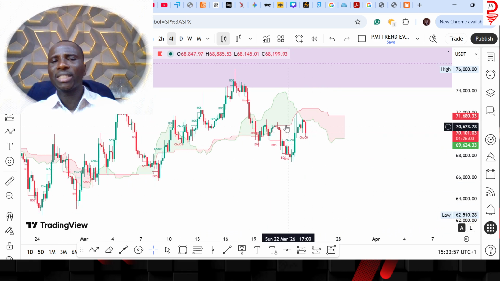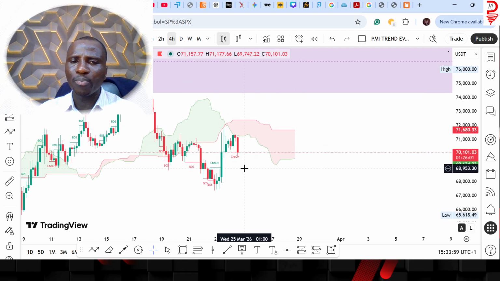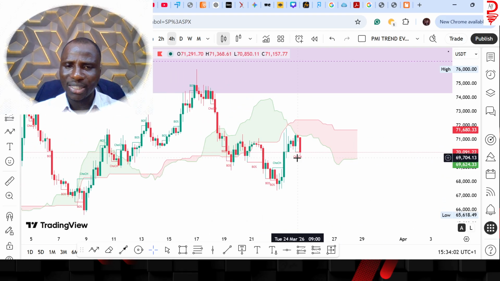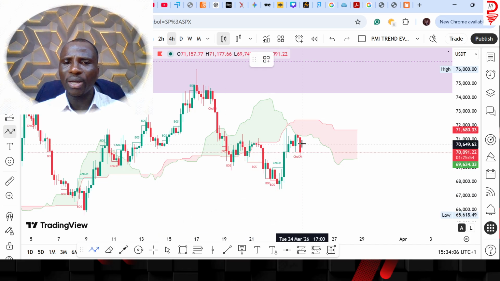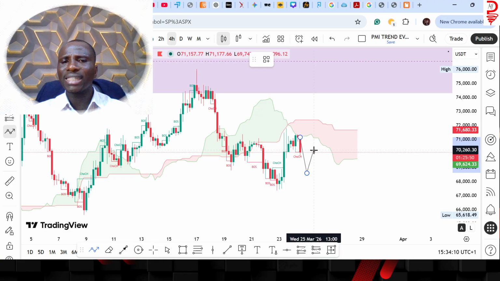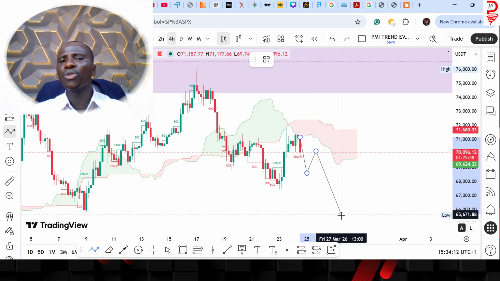If you are to sell BTC, allow BTC to break this structure just like it's already breaking it. So BTC will do something like this. I want you to pay close attention. It will break this structure like this. It will correct itself a little bit, then it's going to fall.